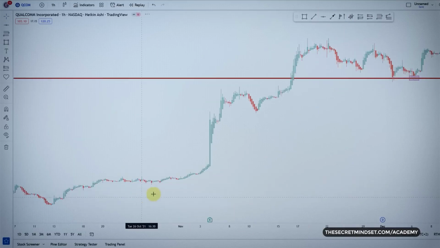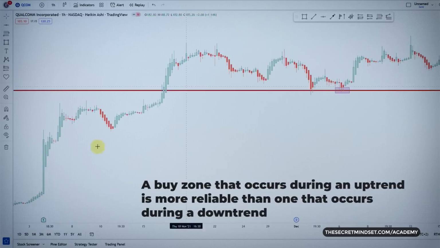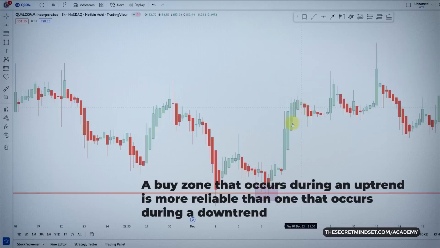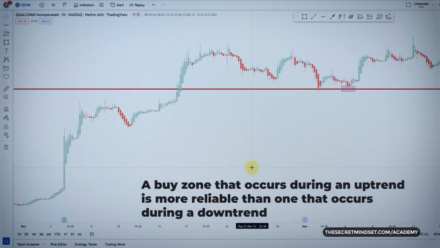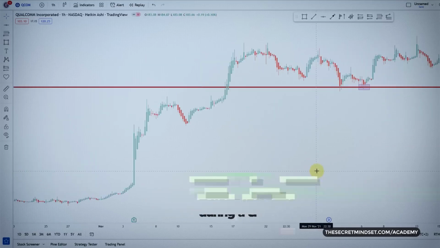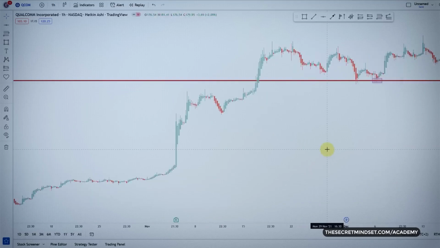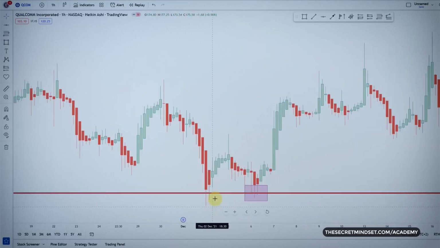The location of the pressure zones can also be important in the context of the trend analysis. A buy zone that occurs during an uptrend is more reliable than one that occurs during a downtrend, as it's in line with the overall direction of the market. Follow these rules, find the zones on higher time frames, and you'll see you'll have stronger and more reliable signals.